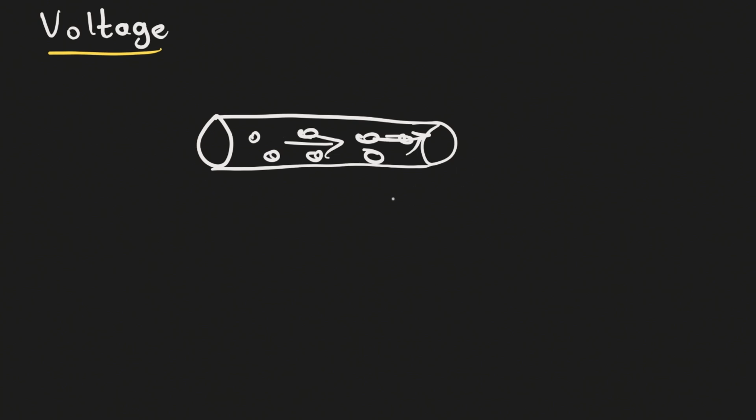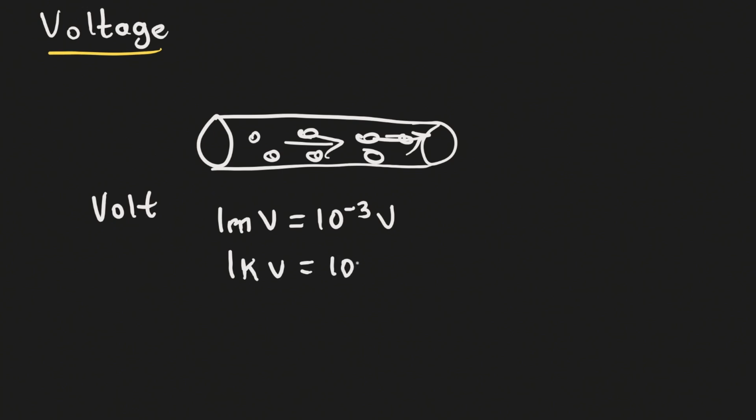And voltage is measured in volts. It can also be expressed in millivolts and kilovolts. So 1 millivolt is 10 raised to the power minus 3 volts, and 1 kilovolt is 10 raised to the power 3 volts.